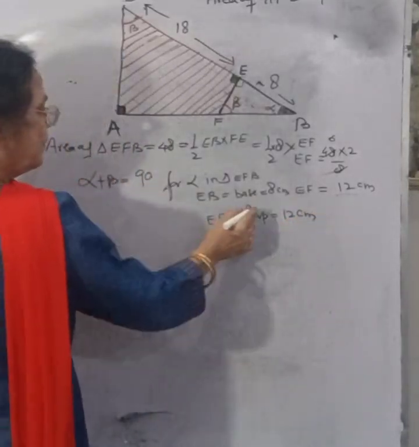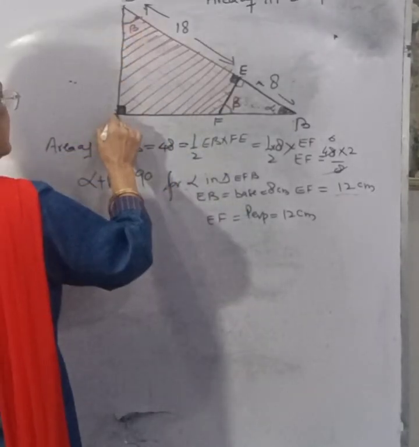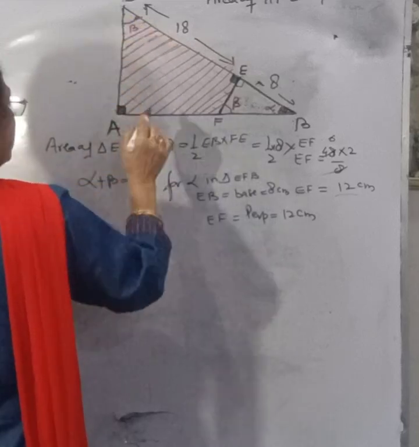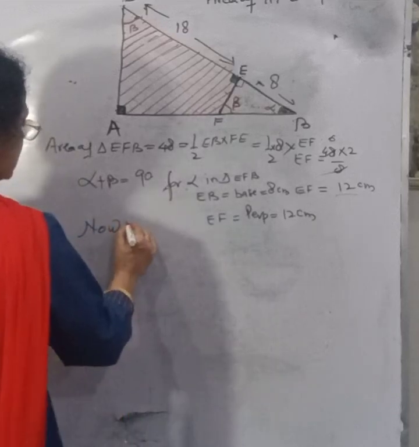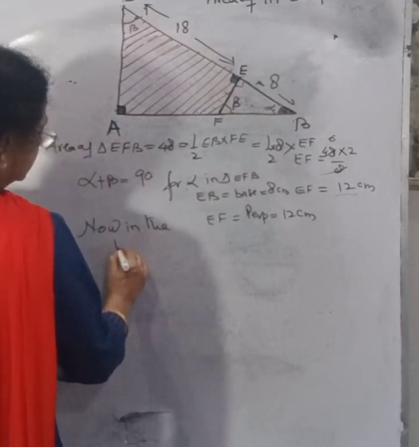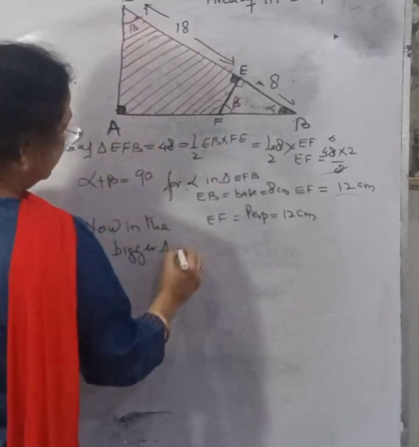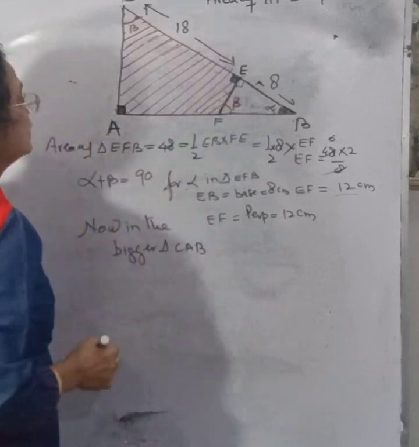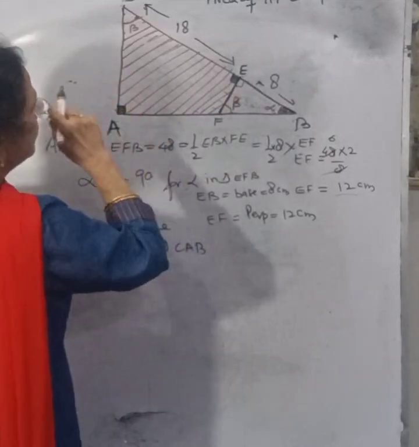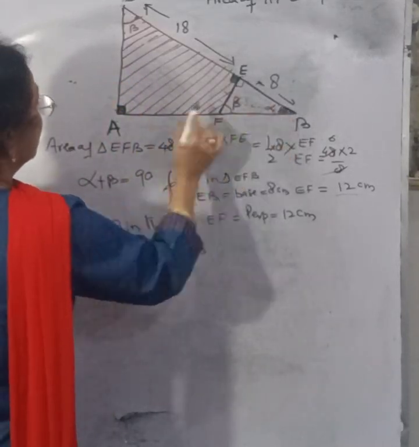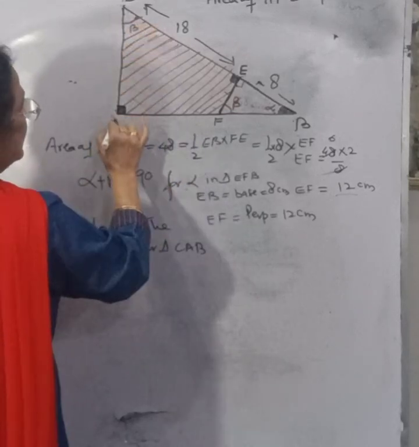It is base upon perpendicular for angle alpha, which will be equal to the base upon perpendicular for angle alpha in the bigger triangle. Now in the bigger triangle, CAB, this is alpha existing in both the triangles, so that this is base and this is perpendicular. This is perpendicular, this is base.